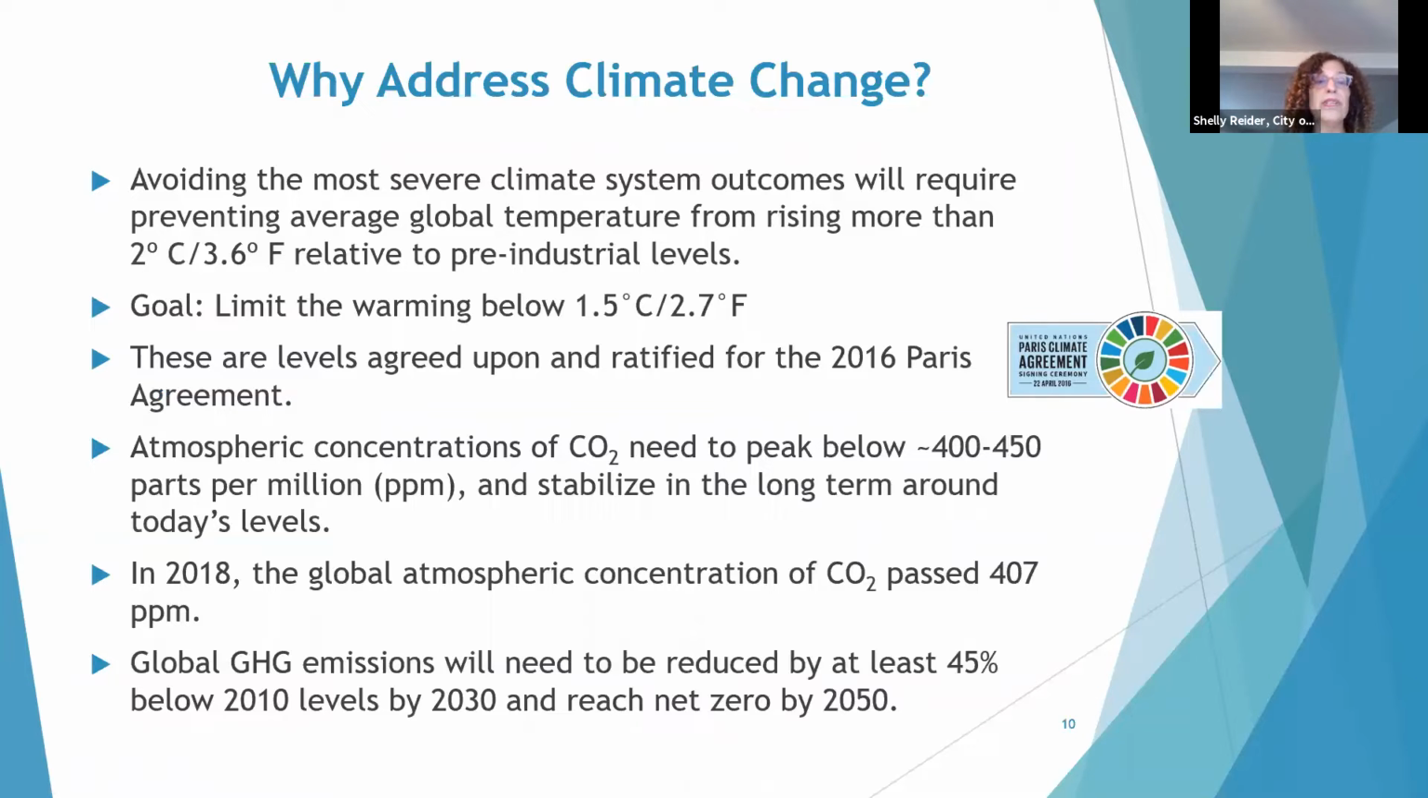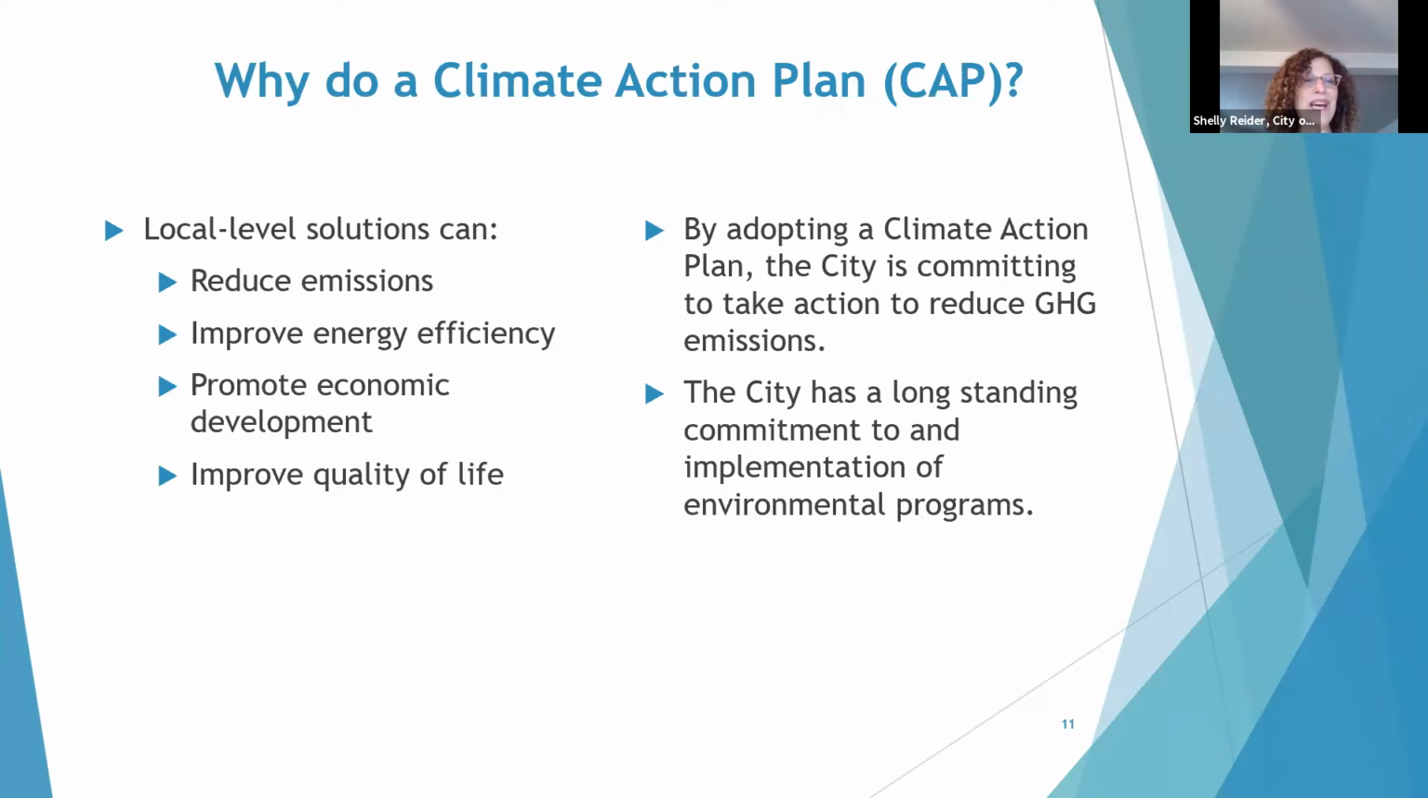Atmospheric concentrations of carbon dioxide need to peak below 400 to 450 parts per million and stabilize in the long term around today's levels. In 2018, the global atmospheric concentration of carbon dioxide passed 407 parts per million. Global greenhouse gas emissions will need to be reduced at least 5% below 2010 levels by 2030 and reach net zero by 2050. So why do a climate action plan?